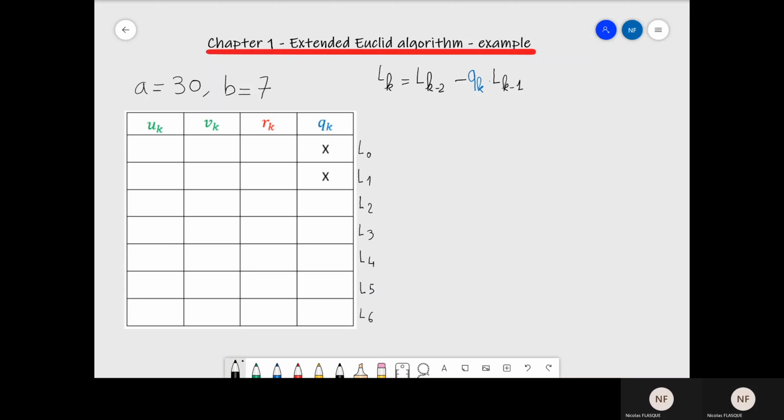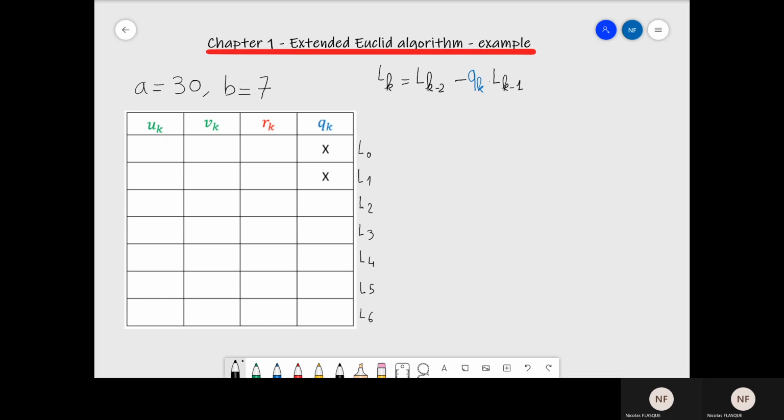Hello everybody, this is a little video for an illustration of how to use the extended Euclid algorithm from the example in the course. So you have here the little table with the line number from 0 to 6. It's used with A equal to 30 and B equal to 7, and you also have the main formula to create a new line: Lk is equal to Lk minus 2 minus qk times Lk minus 1.